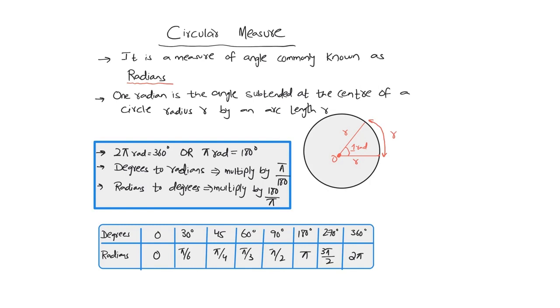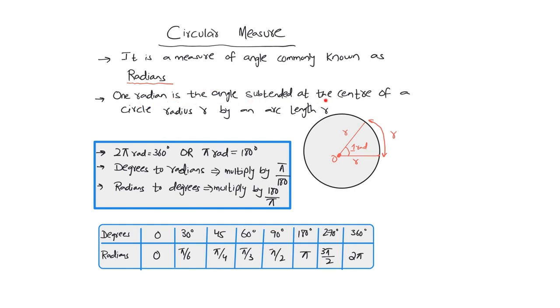Circular measure is one of the easiest topics, but it can get tricky if you do not understand the diagram. So let's start with the basics. Circular measure is a measure of angle commonly known as radians. So we will be dealing with angles in radians now. Make sure that your calculator is in radian mode whenever you are doing such kinds of questions, because you need to evaluate trigonometric ratios in radians.